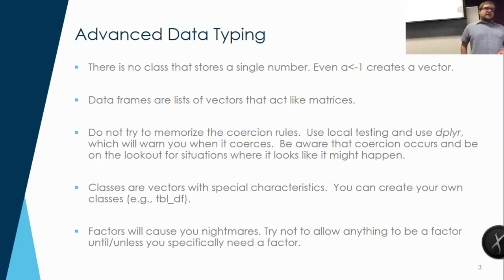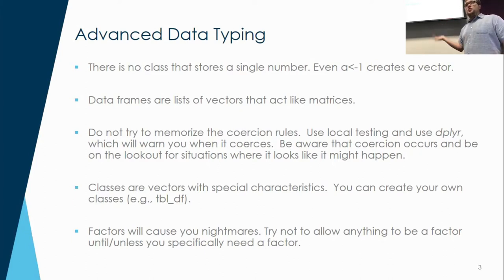There was a bit at the end of the first course where we talked about data types in a little bit more detail. I just wanted to reemphasize a couple of things that you might not necessarily have noticed or thought about in depth. One is there are no single numbers stored in variables. They do not exist. Even when you do a gets one, what you're really doing is creating a vector of length one. There are no just numbers stored anywhere in R. That's one of the things that's weird about R.